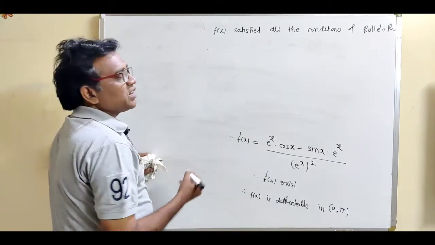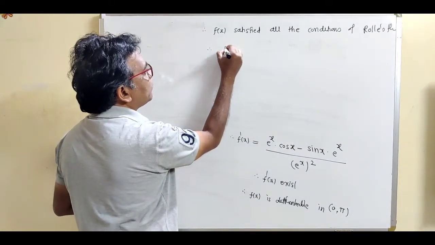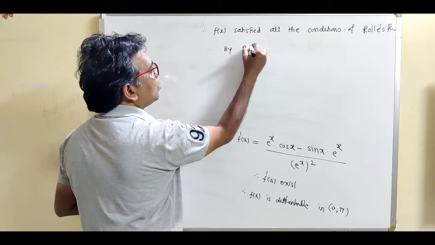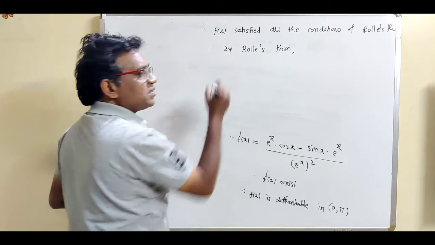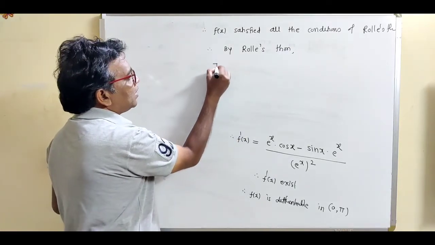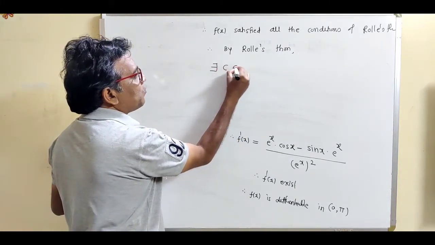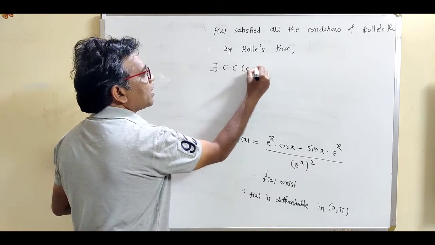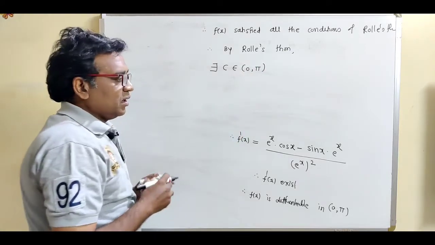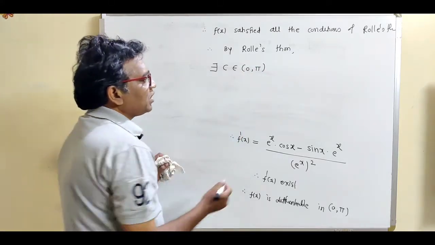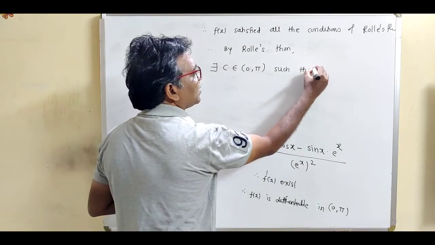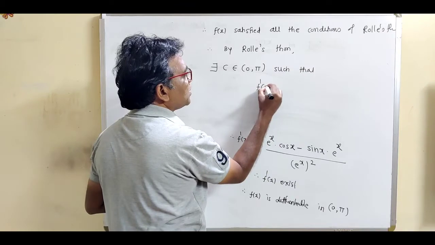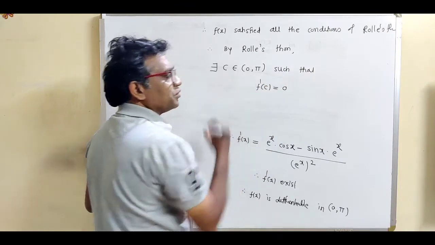So we can apply the statement of Rolle's theorem. Therefore, by Rolle's theorem, what is the statement of Rolle's theorem? There exists at least one point c. We can find this point c, which belongs to the open interval (0, pi), by solving this condition: f'(c) = 0.